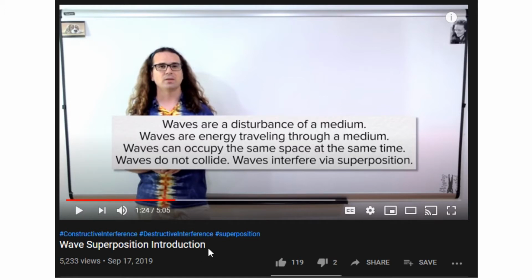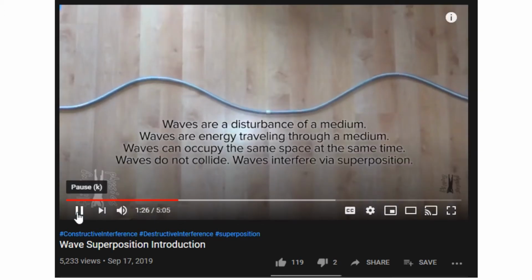Again, this is in chapter 14, where we talk about what happens when waves, literally just being disturbances in a medium, it's energy traveling through, not individual particles. But what happens when they occupy the same space at the same time? Remember, they're not colliding and bouncing off of one another, they just happen to overlap. And his video does a pretty good job of walking you through what that would look like visually.